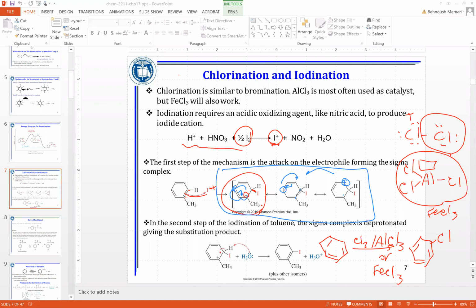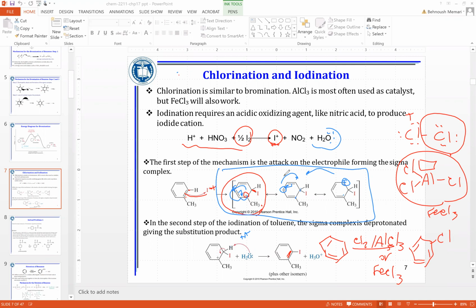What's the next step? The solvent, like water, has 2 pairs of unshared electrons, and water can act as a base and remove hydrogen from the ring. It removes the hydrogen as an H+. That means the pair of electrons doesn't move with the hydrogen. So the pair of electrons drops in and forms the new pi bond, and it regenerates the aromatic system. The net result is replacement of hydrogen by iodine, and the reaction is called iodination.